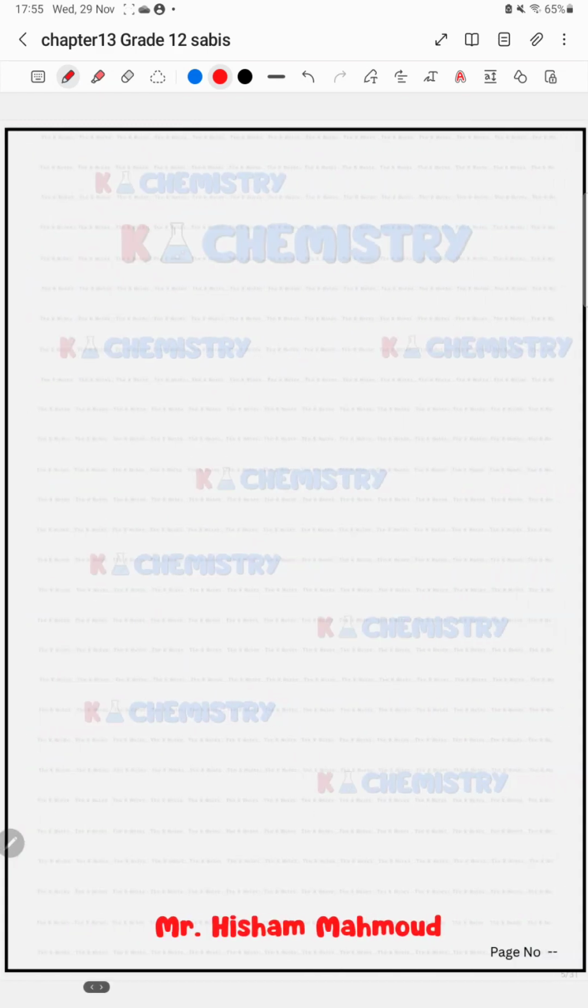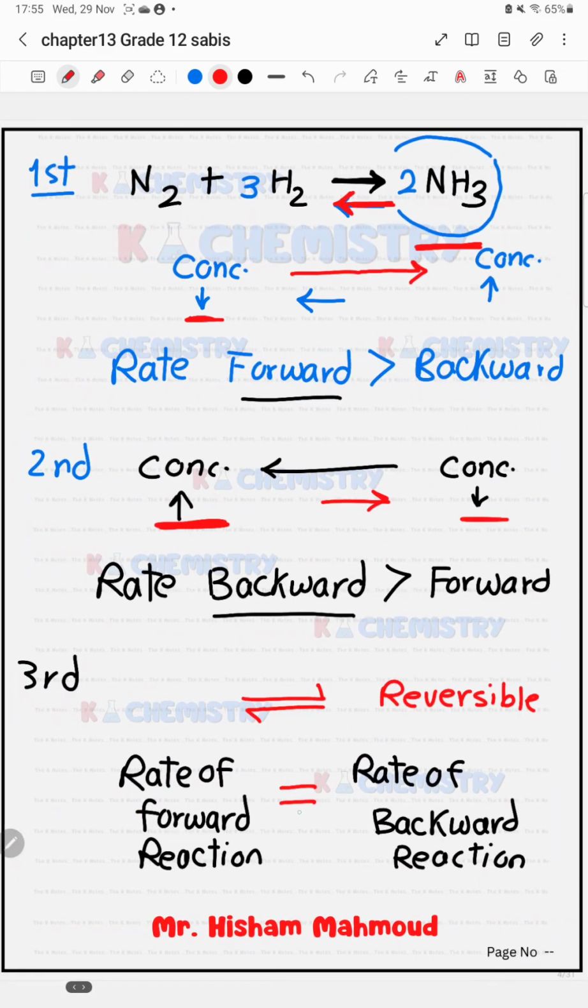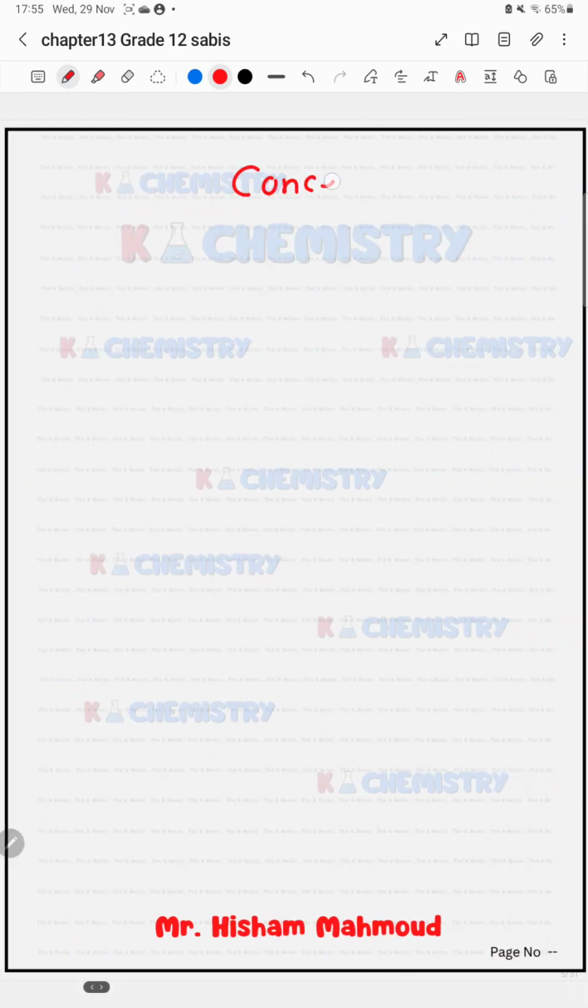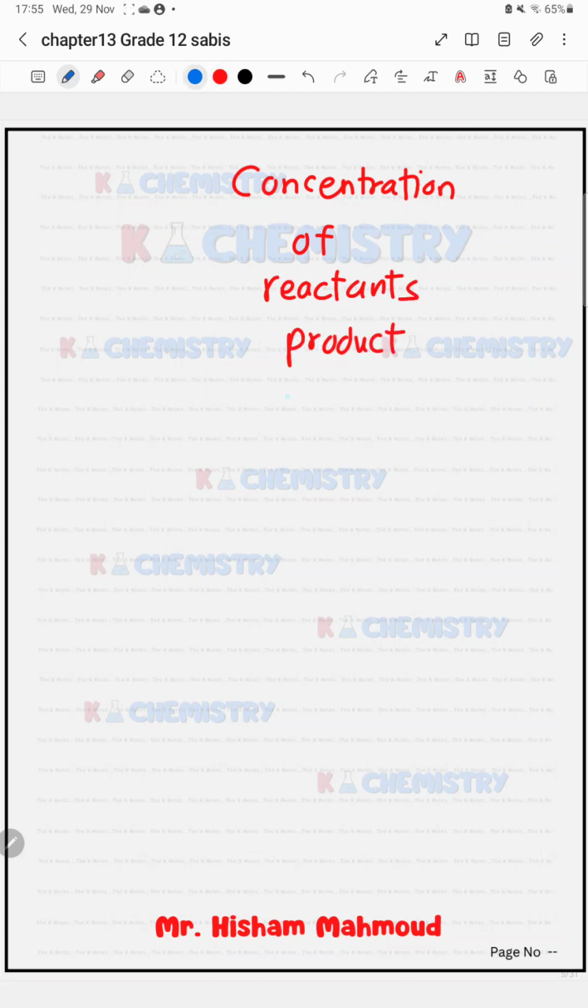When the rate of the forward is equal to the rate of the backward, the concentration becomes stable. The concentrations of reactants and the concentration of products both become constant. There is no change. Why? Because there is no direction faster than the other. So the concentrations of reactants and products are constant when this happens at equilibrium.